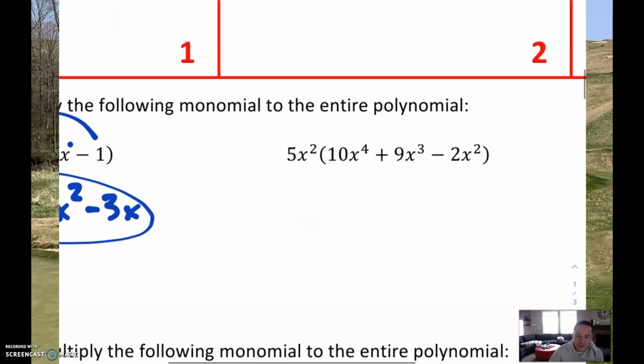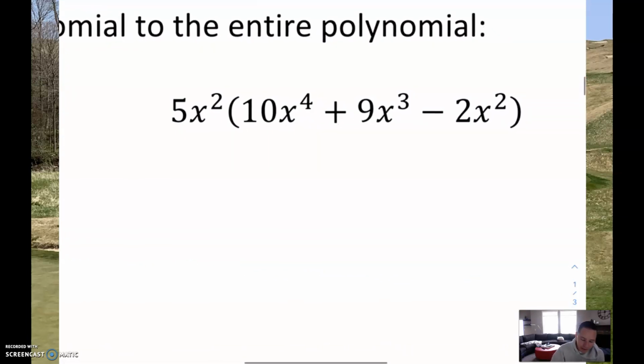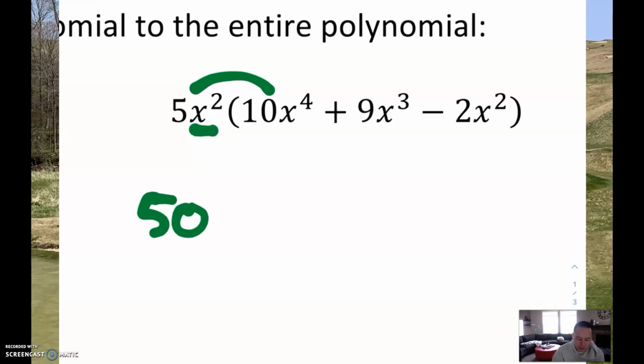Let's move on to the next one where we've got a little bit bigger exponents. We're going to start by taking 5x squared and multiplying it by 10x to the fourth. Deal with the numbers first. 5 times 10 is 50. And if this is x squared and this is x to the fourth, I've got 2 x's and then I've got 4 x's. How many total x's do you have being multiplied together? That's x to the 6th. So we're done with that one.